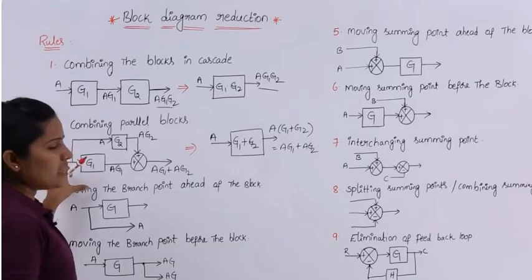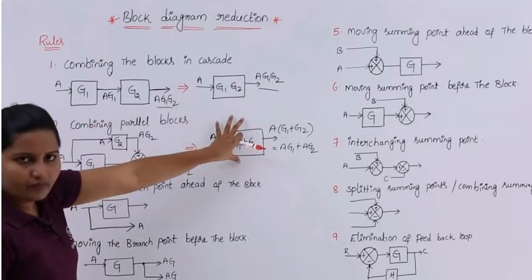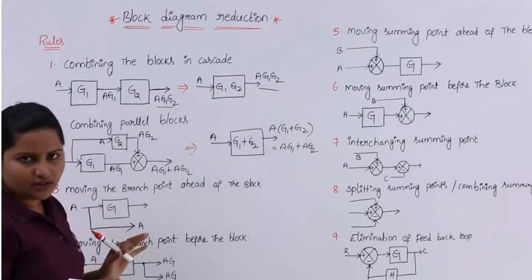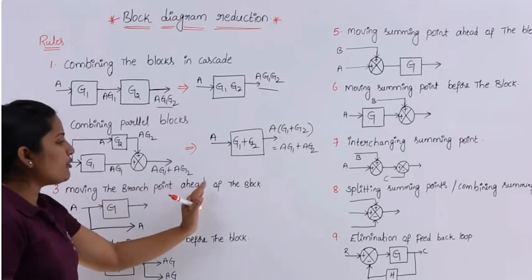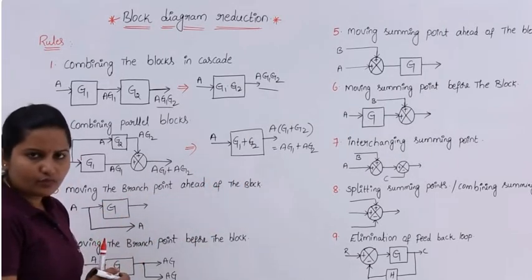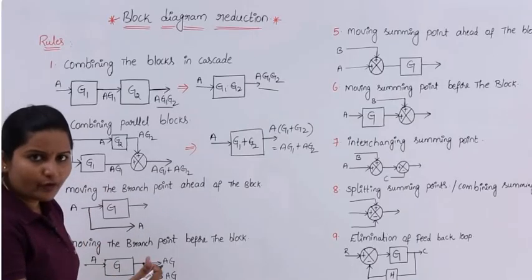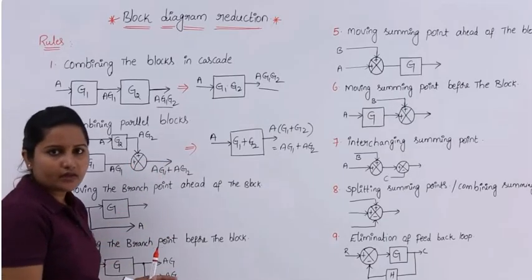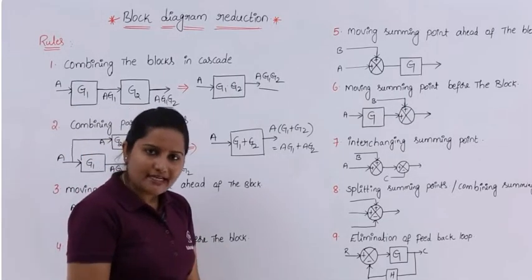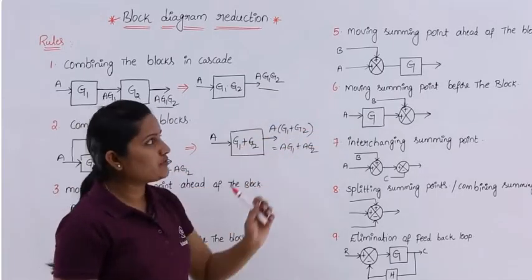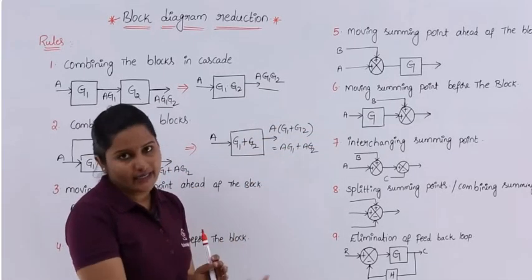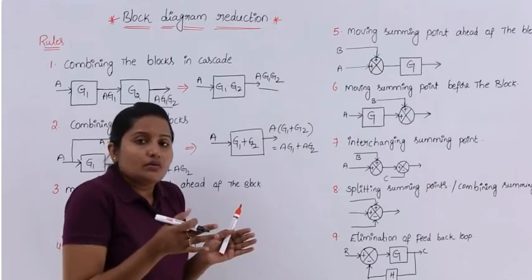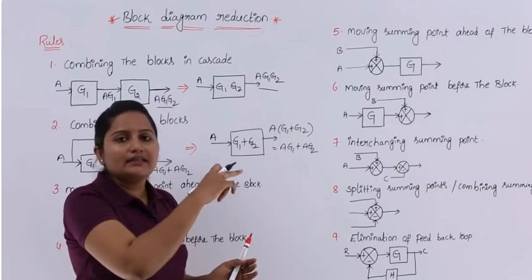So this is the reason why we require combining of blocks. With a single block we can do here. So now, moving the branch point ahead of the block. Moving the branch point or moving the summing point ahead and before of the block will add a block into that path. If you are moving your branch point or summing point in the next 2 points, we are moving the summing point before and ahead of the block. So in those 2 cases also, we are going to add an extra block in that moving path.